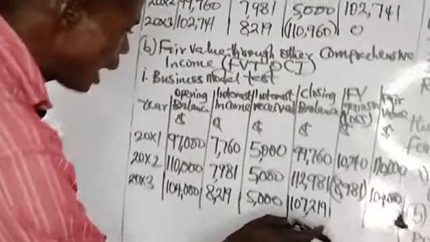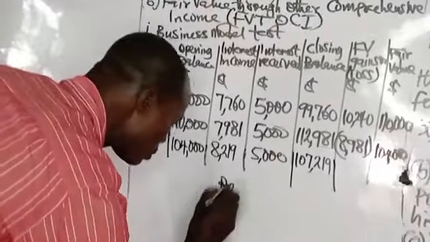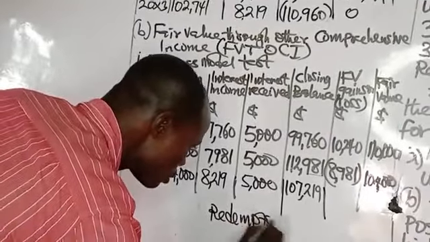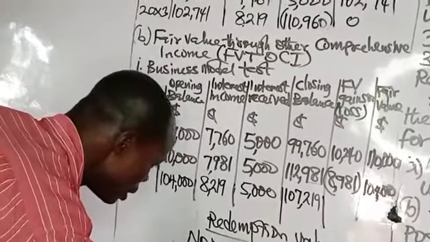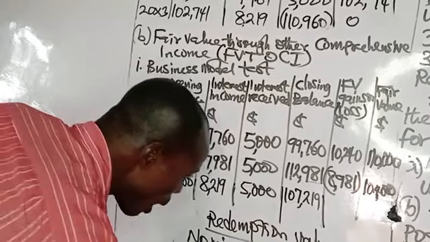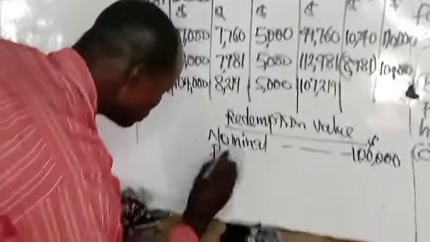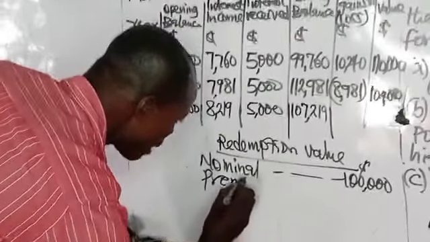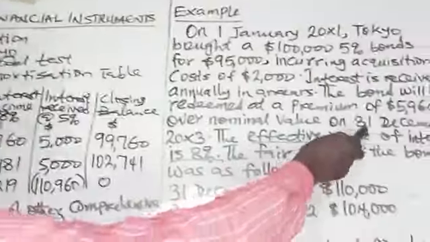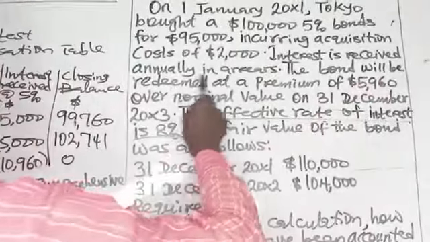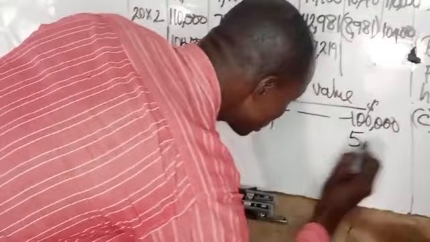Then, remember, the bonds will be redeemed in 20X3. So redemption value, which comprises the nominal value, remains 100,000. Then plus premium. How much is the premium? Back to the question. We have the bond will be redeemed at a premium of 5,960.